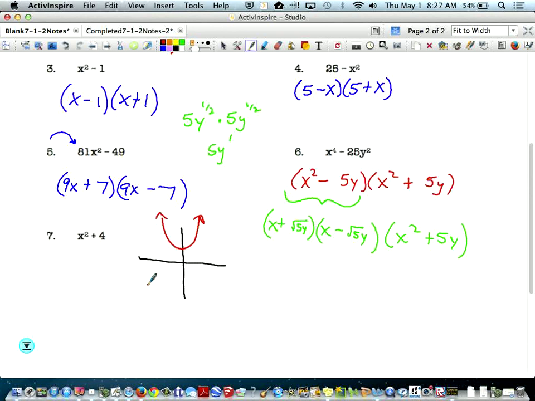So remember x squared plus 4, we're not working on the sum, right? The sum of squares. We're working on what's called the difference of squares. Minus, subtraction. So when you see this, that won't work. So we're done. There's no factoring. At least not yet.